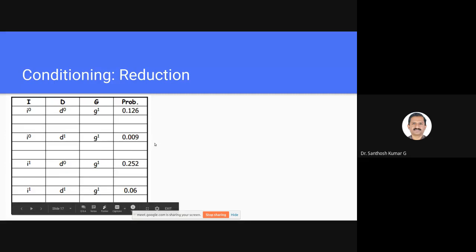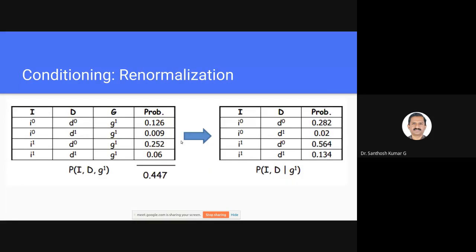Any problem with this table? Can you see some problem with this table? We filtered with respect to G1 only. Yeah, but is it a distribution table? The total value is not equal to 1. So what to do? Normalization. We talked about normalization, right? So basically you have to normalize it.